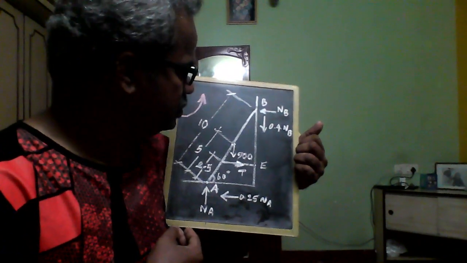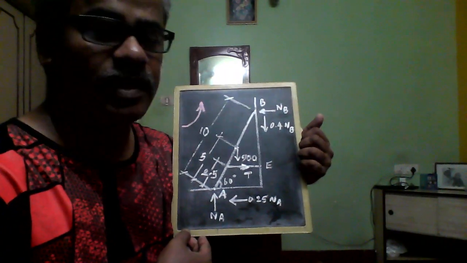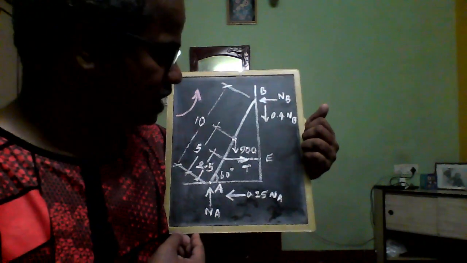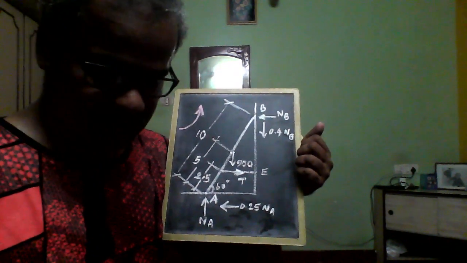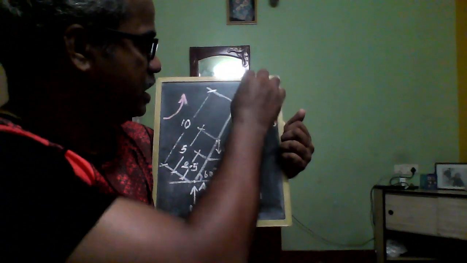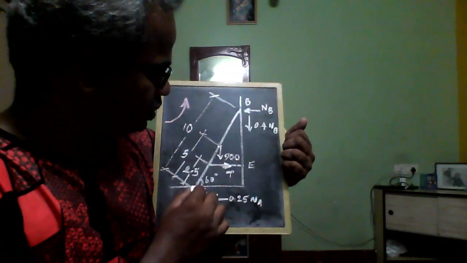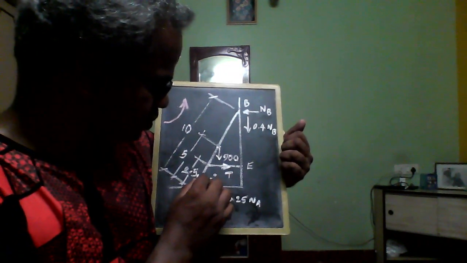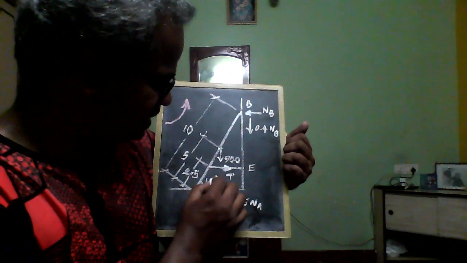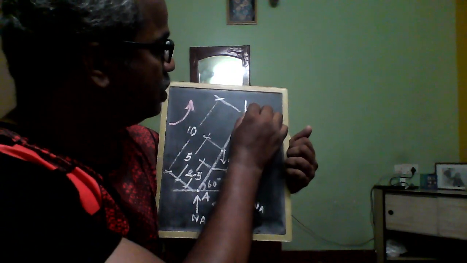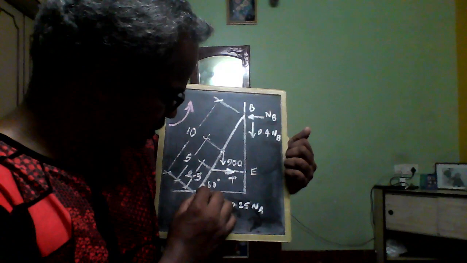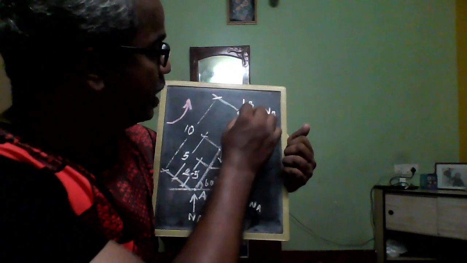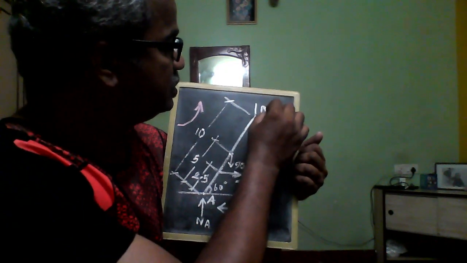Good evening, friends. Today we will see the next problem in ladder friction. You can see here a ladder is on the wall and the floor. On the floor it is at a 60-degree incline, exactly touching the floor at A, and on the wall it is touching at B.